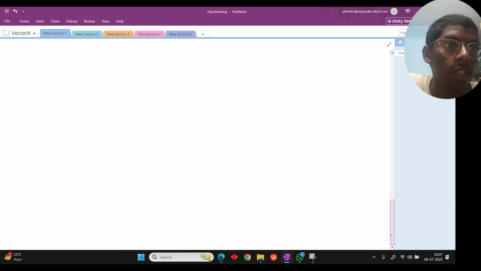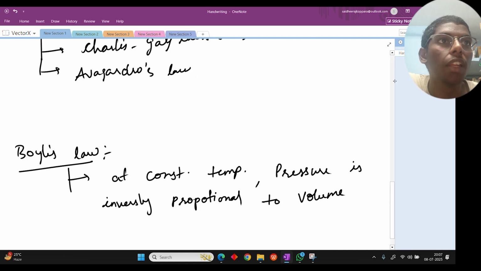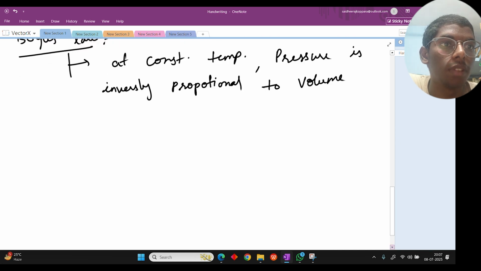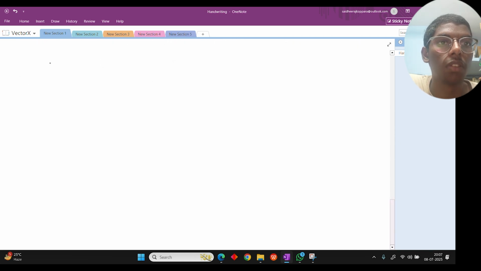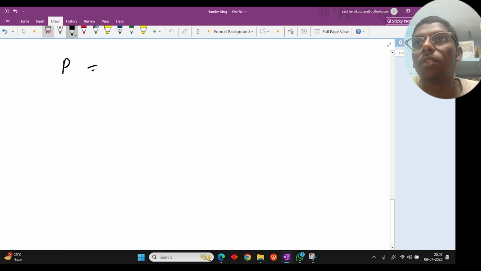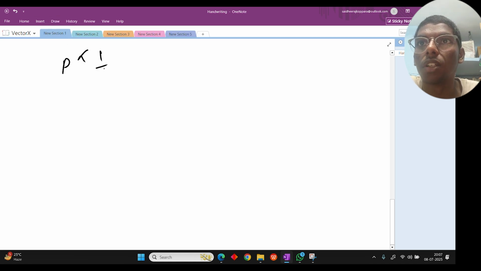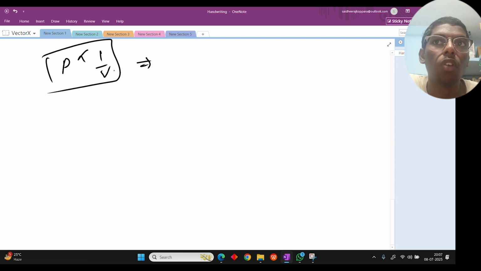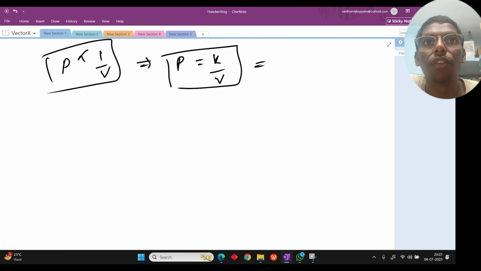That means mathematically we can write that P is inversely proportional to V. This is what we write. Now, instead of this proportionality, we shall introduce our proportionality constant K. From this we can write that PV equals K.